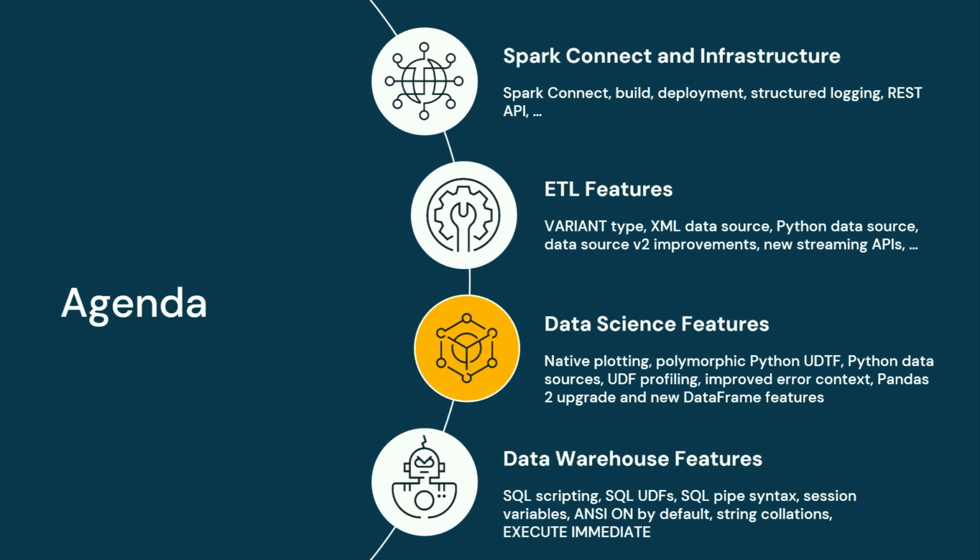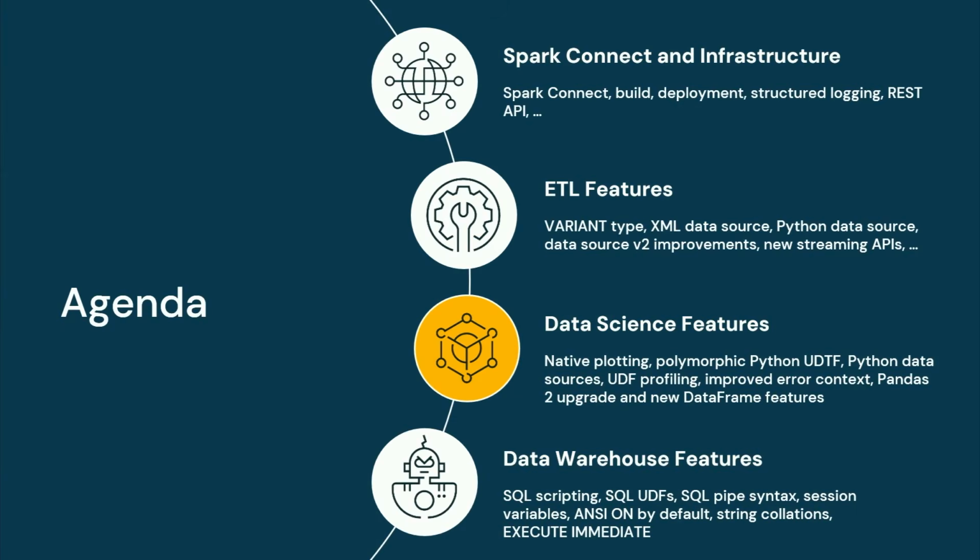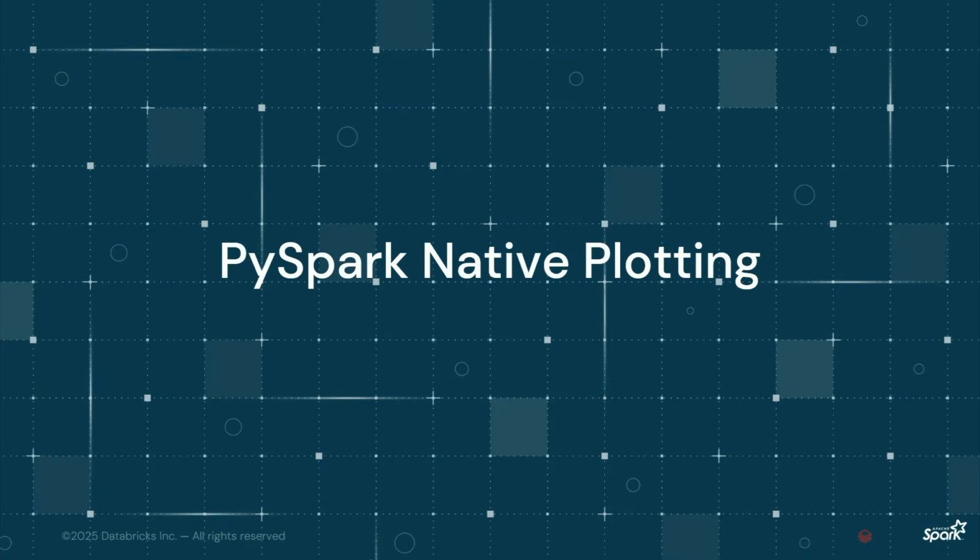Cool, so next section, we can cover data science features, and then after that, we'll cover data warehouse features. It's the way we decided to split the new features apart. There's a lot of new stuff in Spark 4, so I'll try to go through this and give each new feature the justice it deserves. There's just a lot to get through, okay?